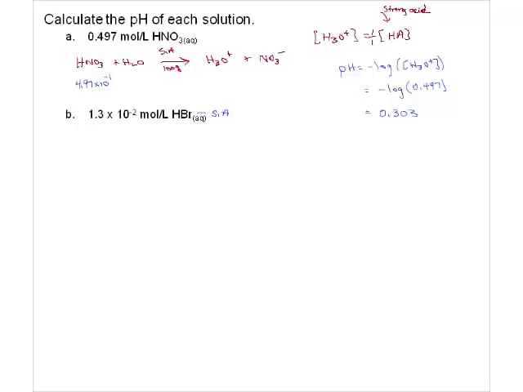Okay, here's another example. 1.3 times 10 to the minus 2 moles per liter of hydrobromic acid. This is also a strong acid, so the concentration of H3O plus is the same thing here. Now I'm going to estimate this one. It's got an exponent of minus 2, so I'm predicting the pH should land somewhere between 1 and 2. All right, let's do the calculation. We know that the concentration of H3O plus is equal to HBr because it's a strong acid. pH is minus log of the H3O plus. We plug in our values, and look, we predicted it to be between 1 and 2. There it is, 1.9.